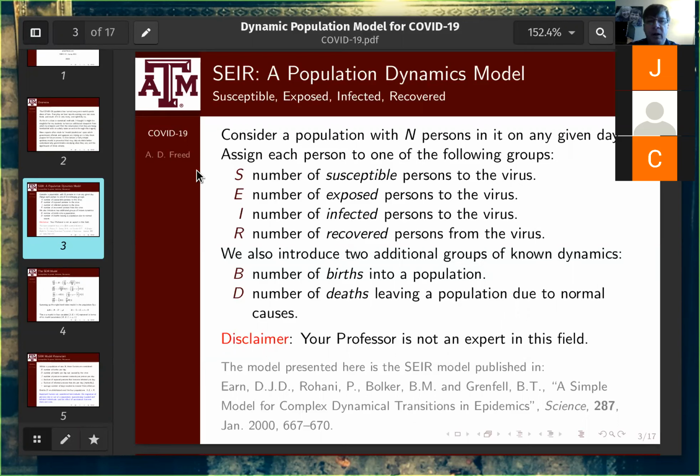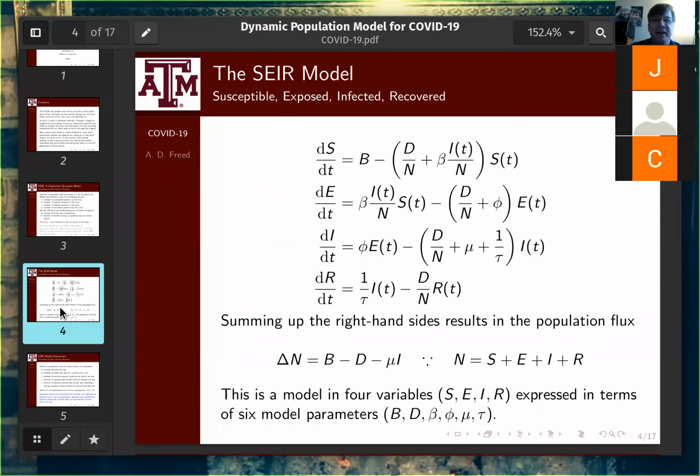It's also useful to bring in two other population groups, those that are born into the region, so we'll look at the number of births here in Brazos County, and those that die of natural causes other than COVID-19 in this case. So my first disclaimer is I'm not an expert in this field. I'm a mechanics guy who likes to write software and does a lot of modeling. So that's kind of where we are.